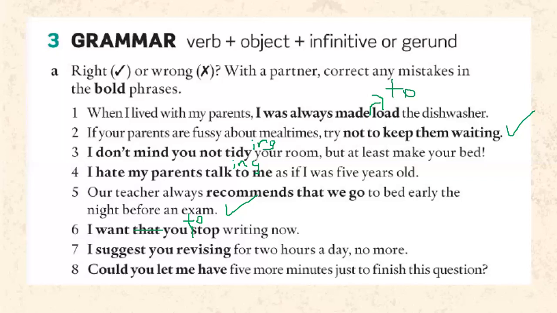Number 7. I suggest you revising with ing. Going to it here. Let's see, I suggest you revising. And this one is with ing. Sorry, so what we're going to do is eliminate that ing. Gerund form. This, and we put the vowel E. I suggest you revise for 2 hours a day.